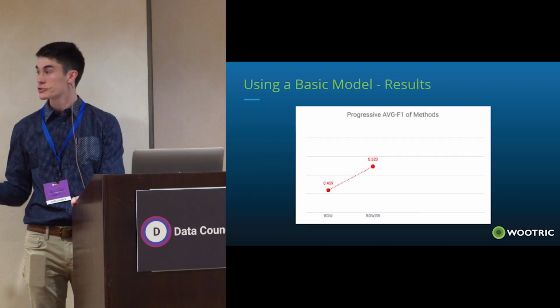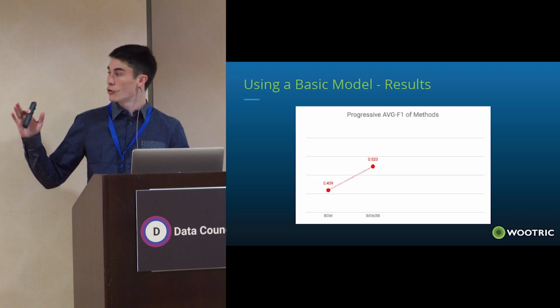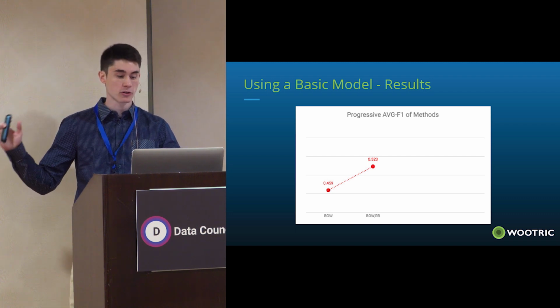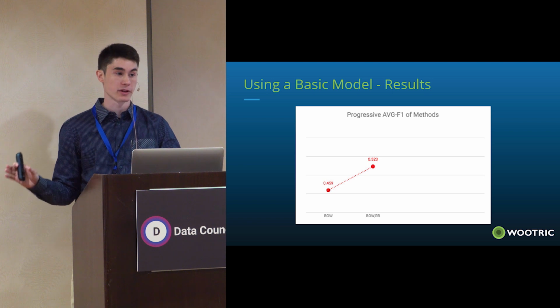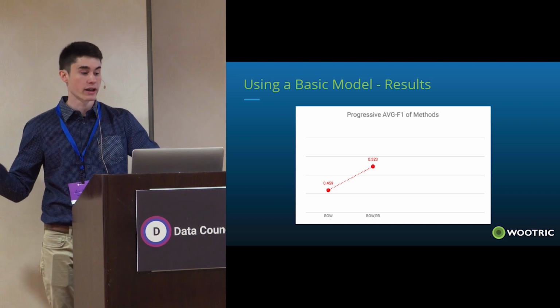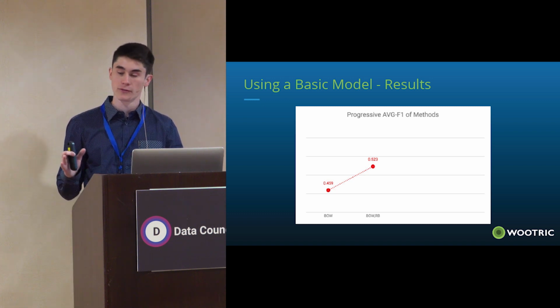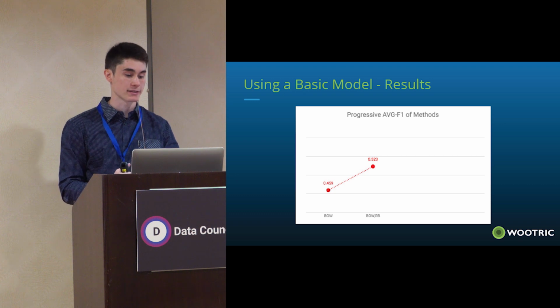So here are the results we got from our first basic models. On the left is the bag of words model. On the right is bag of words combined with a very general rule-based method. And the graph is showing an average F1 across all tags in our test data set for applying these methods.